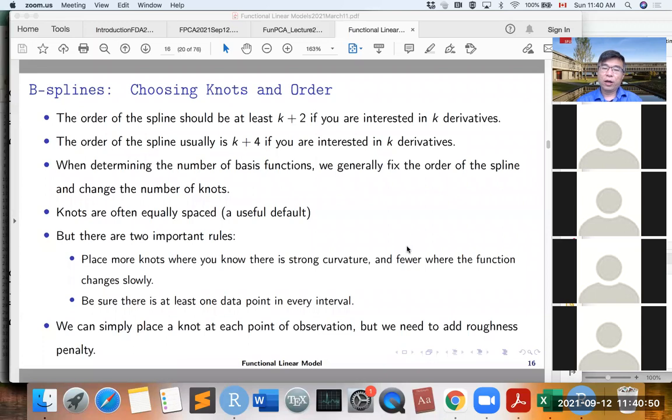Okay, so we have learned about the B-splines. We know B-splines is defined by the number of knots, location of the knots, and the order. We recommend that we simply put one knot at each point of observation, but we add a roughness penalty to control the smoothness of the function.